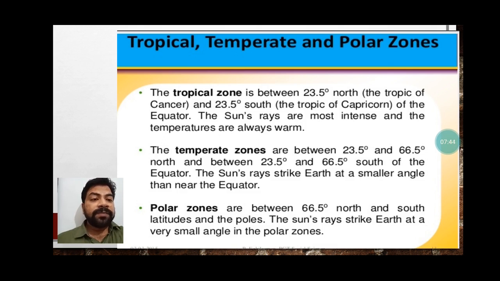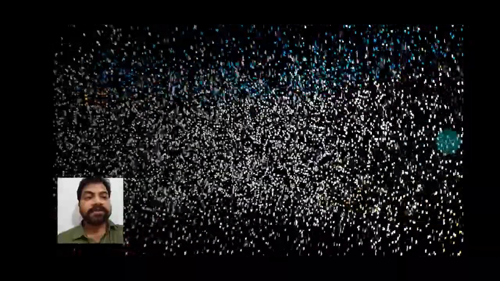Polar zones are between 66.5 degree to 90 degree, till the pole, which receive very slanting rays of the sun and remain cold throughout the year. So these are the polar zones, which are extremely cold.